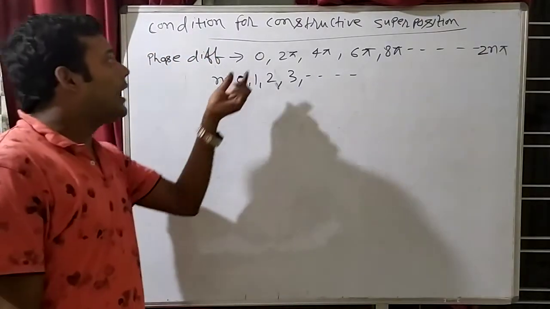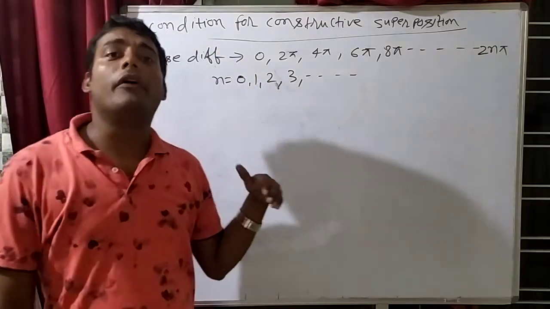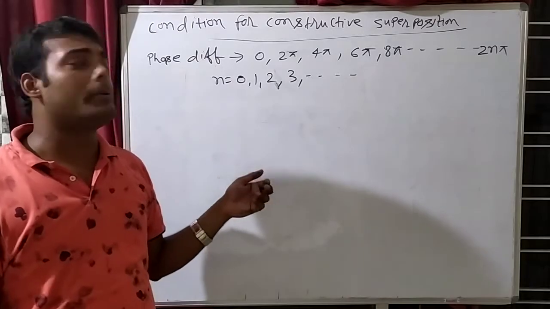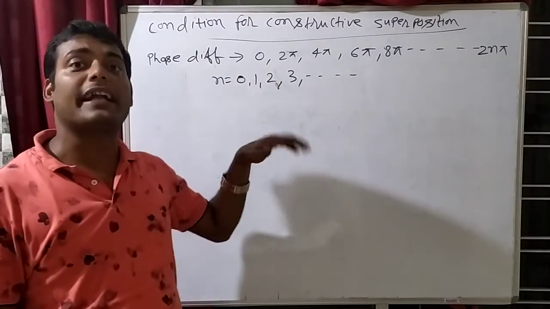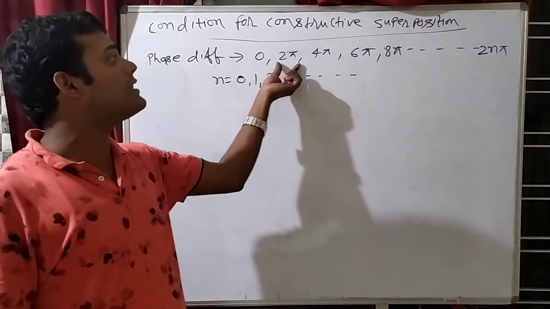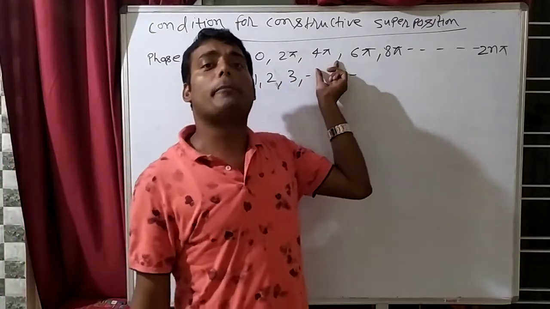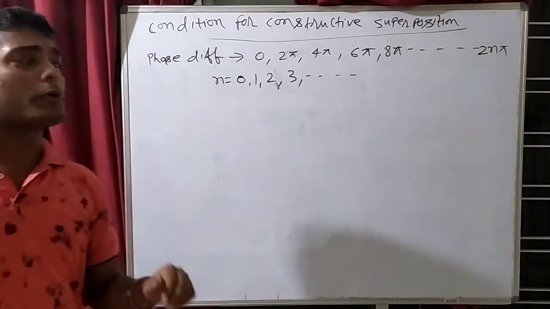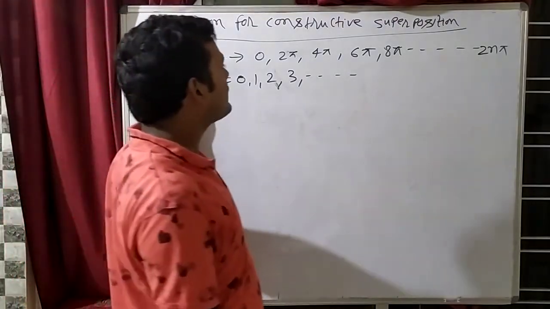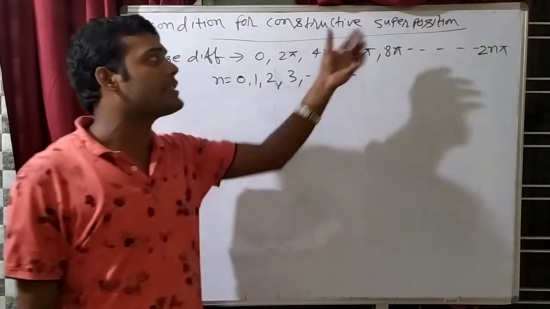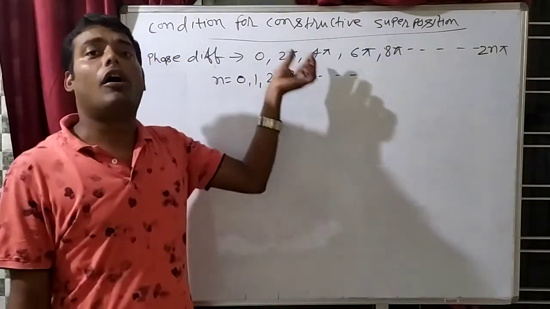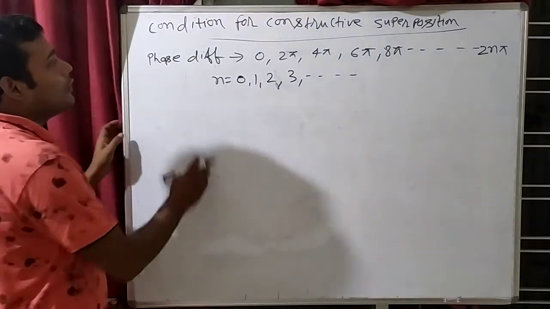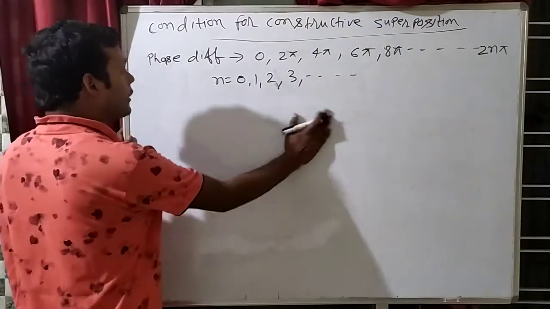So phase difference, when will the first constructive superposition be? When the phase difference is 0. First constructive superposition, when phase difference is 0. Second constructive superposition, when phase difference is 2 pi. Third constructive superposition, when phase difference is 4 pi. So like this constructive superposition will occur. That means what will be the condition? Either phase difference for constructive superposition should be 0 or 2 pi or 4 pi or 6 pi, or we can say 2n pi.